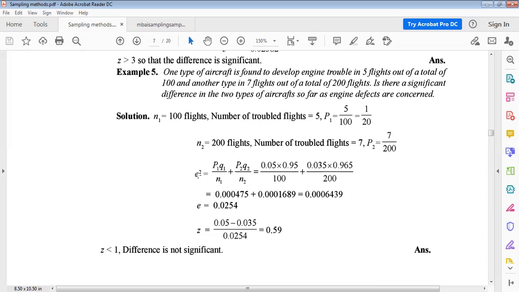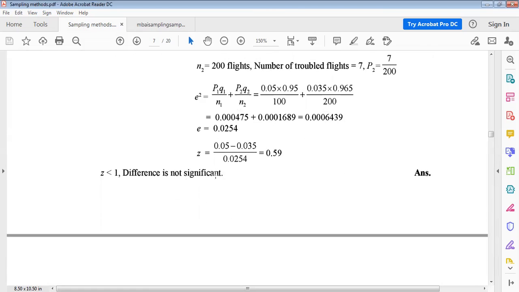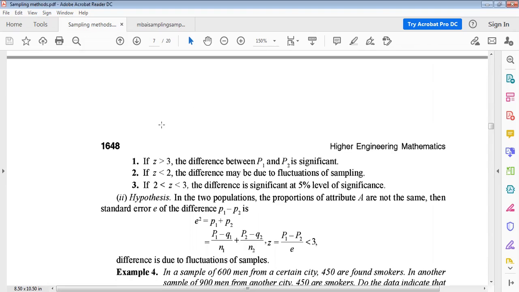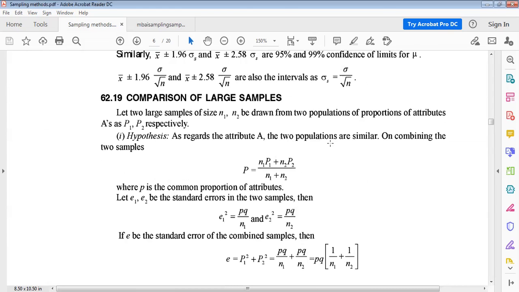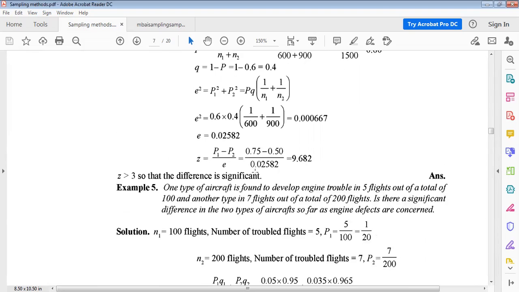Now the error will be, this is the formula for finding the error. Taking the square root of this, we get this one. So Z equals this. Since Z is less than 1, the difference is not significant. Using what? Using this one: if Z is greater than 3, then the difference between P1 and P2 is significant. And this is the error formula. Remember it. And this is the Z formula for finding the Z statistic.